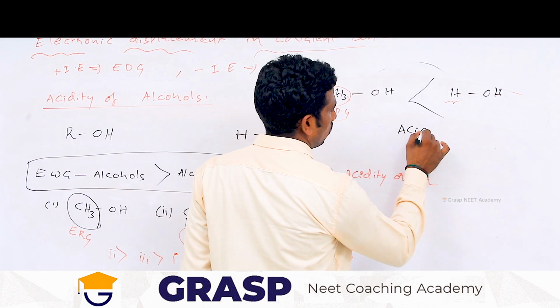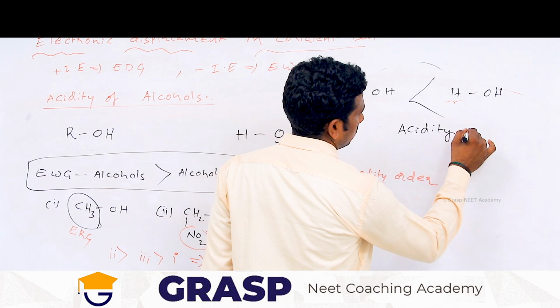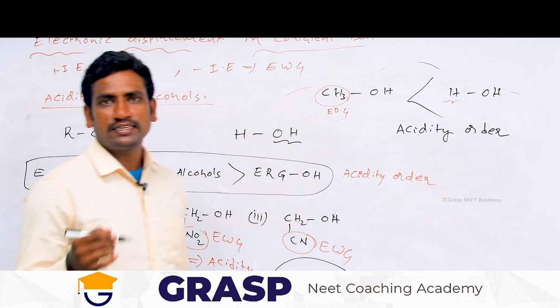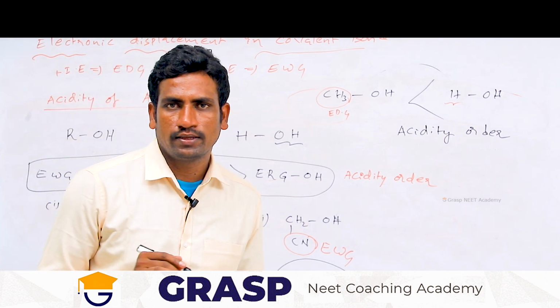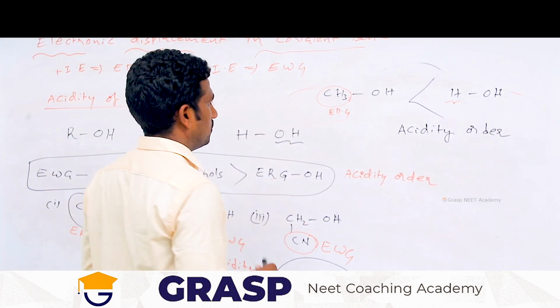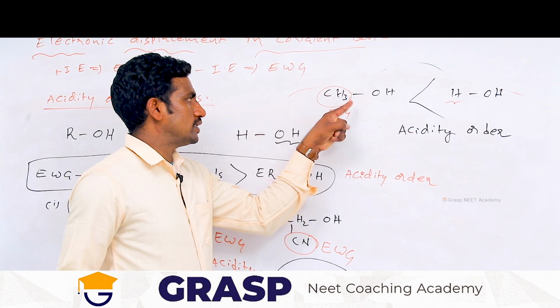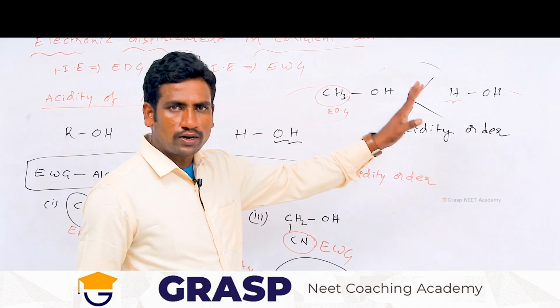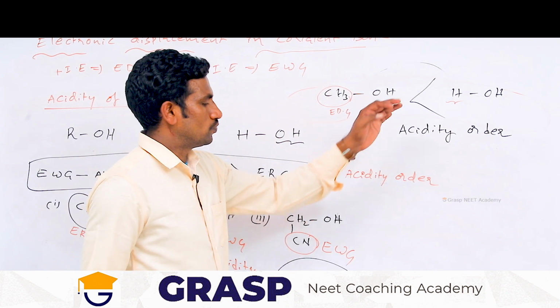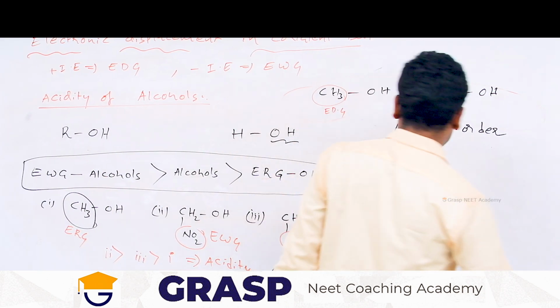This is the acidity order. Water is more acidic in nature comparatively than alcohols, so you can keep that in mind. The reason is that alcohol is attached to an electron donating group, but water is not attached to electron releasing or electron withdrawing groups. So water is more acidic in nature.